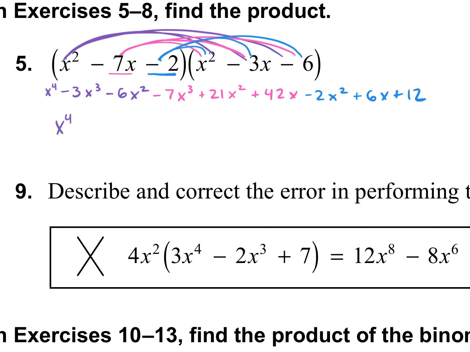We're going to start with x to the 4th power. Then our x to the 3rd power is what's negative 3x to the 3rd power minus 7x to the 3rd power. Negative 10x cubed. And then x squared. I have 3 of them. Negative 6x squared plus 21x squared. What would that be? 15x squared minus 2x squared? 13x squared. Perfect. Then our x's: 42x plus 6x, 48x, and then plus 12.